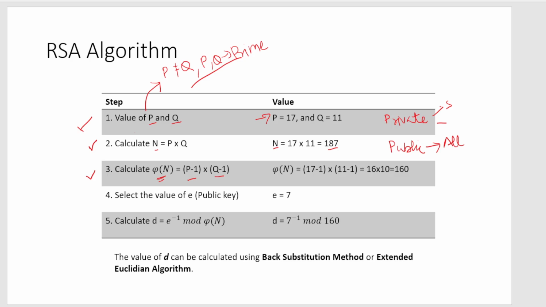So you will actually use this phi n value, right? This is again private data that is only visible to the sender or the receiver.